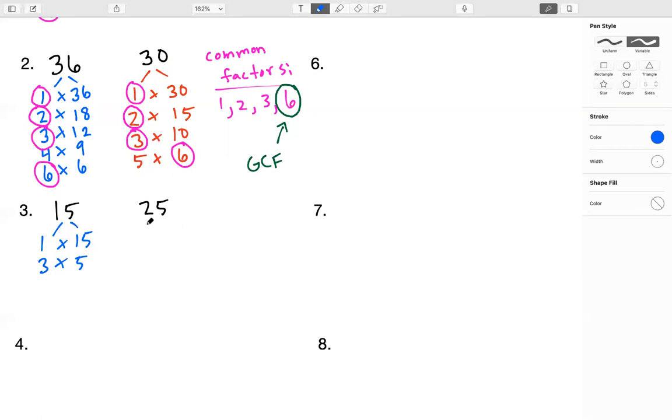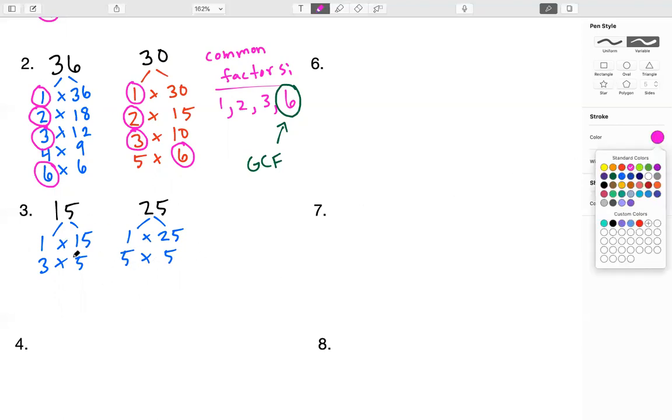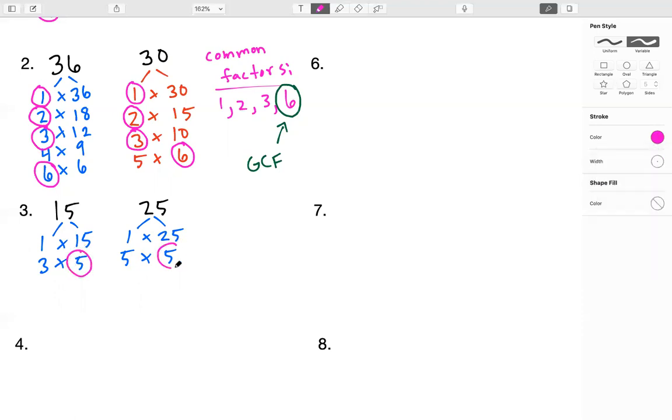For 25, I'm just going to use the same color. You have 1 and 25, of course. You have 5 and 5. This one was kind of easy to figure out because there weren't so many factors. But clearly our greatest common factor that is in both is 5. So the GCF is 5.